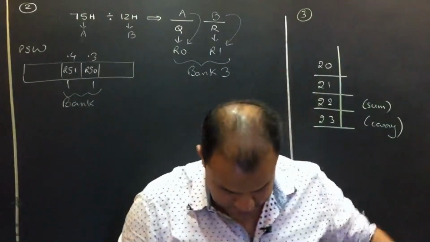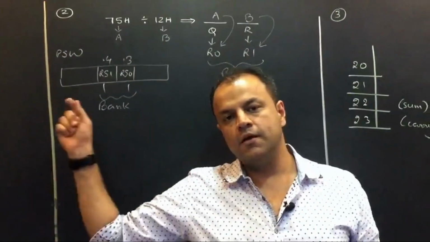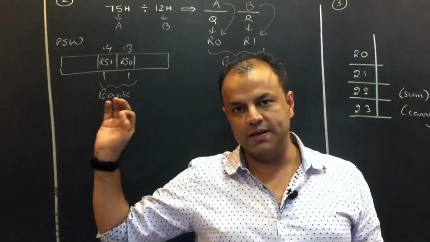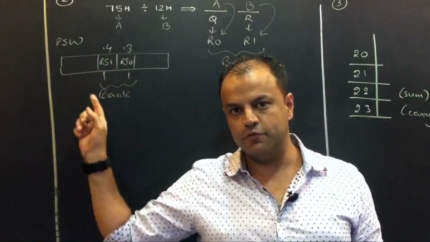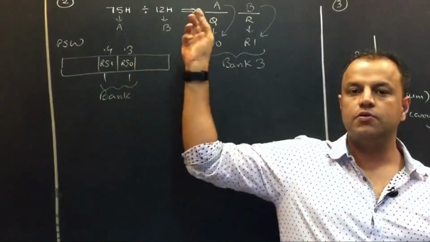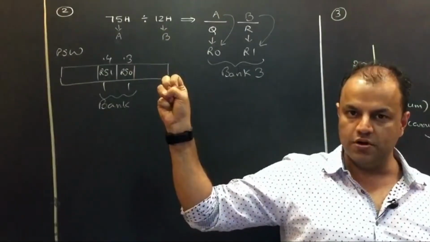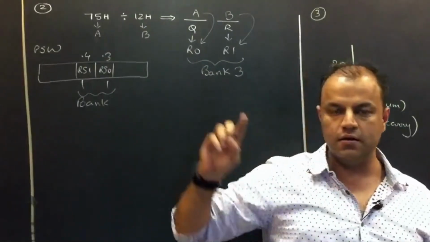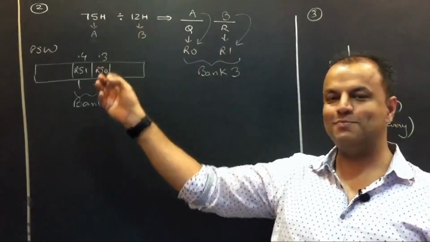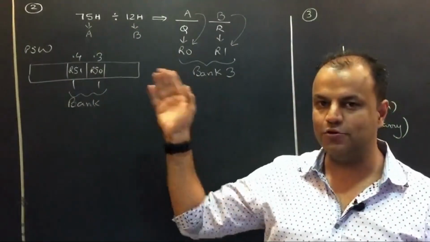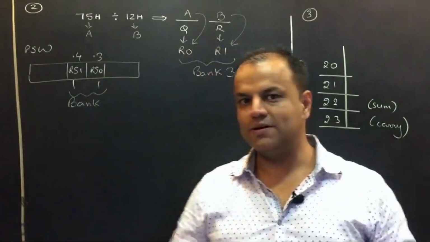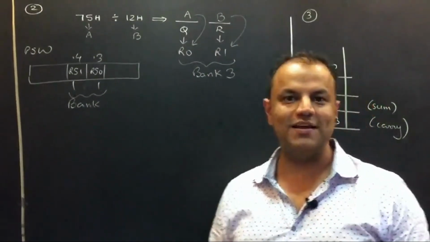Did you understand? For the last time, I'm giving the logic. Make PSW.3 and PSW.4 1 by using the instruction SETB, SETB PSW.3 and PSW.4. That will activate bank 3. Take the number 75 in A register, 12 in B register. Do your division. You will get a quotient and a remainder. Quotient will be in A register, put it into R0. Remainder will be in B register, put it into R1. Because you've activated bank 3, they will go into the respective registers of bank 3. Once that is done, the program is over. End the program by writing SJMP here.